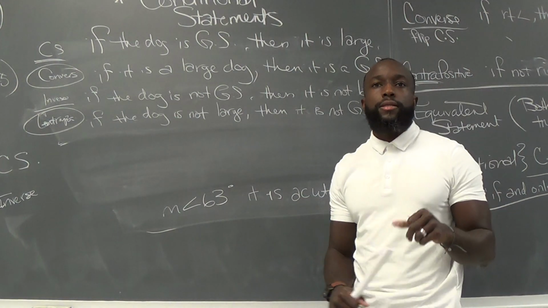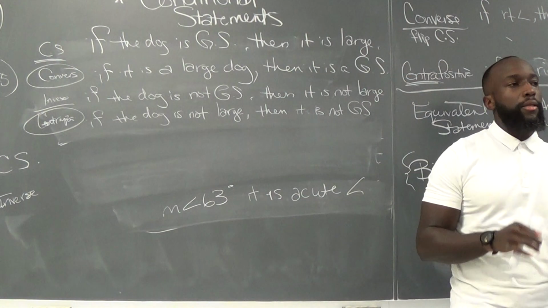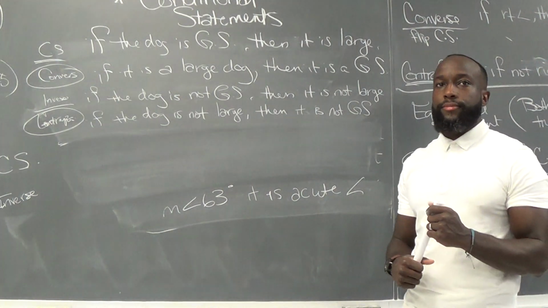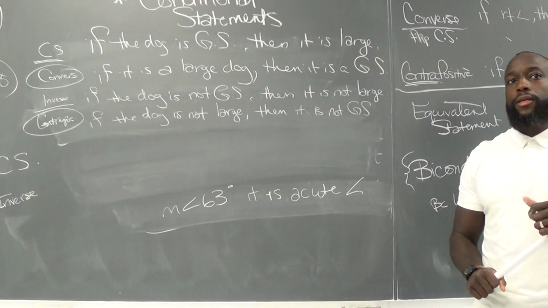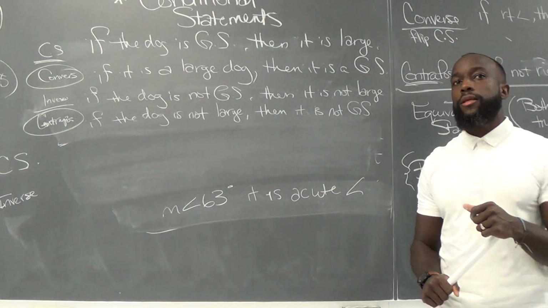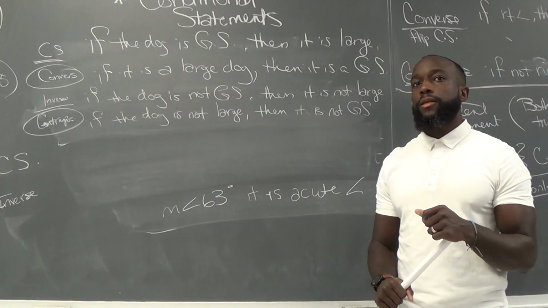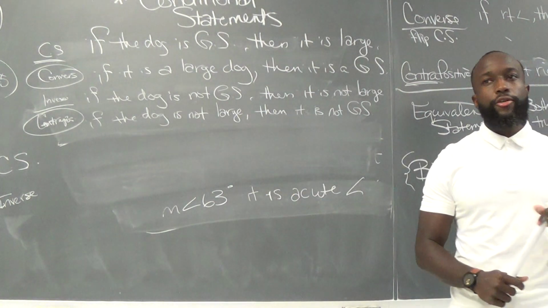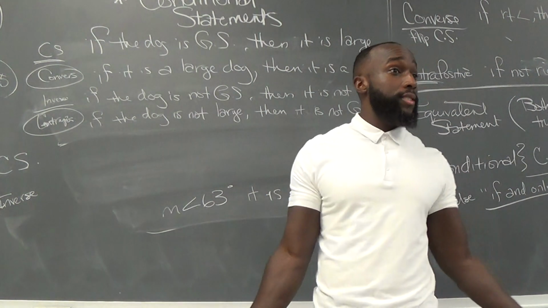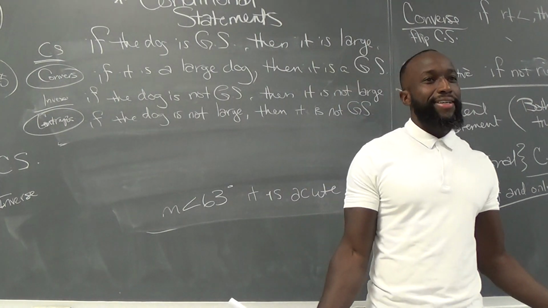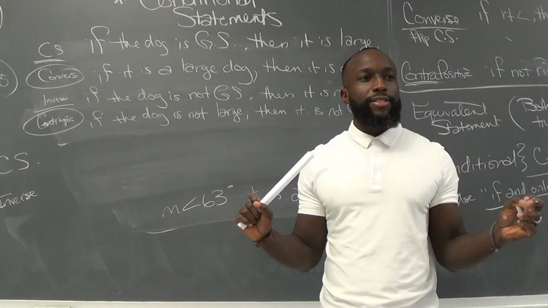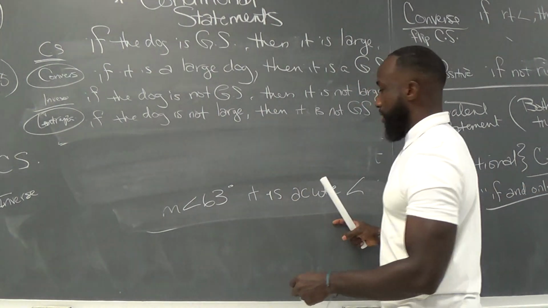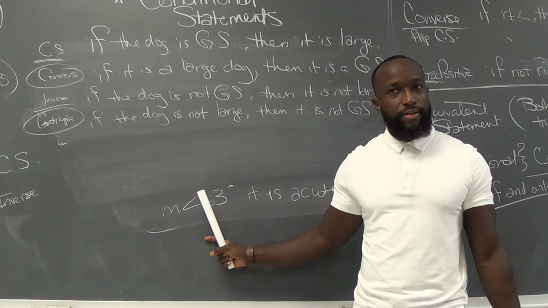Converse. If it's an acute angle, then the measure of the angle is 63 degrees. Is that true or false? True. True. Uh-oh, I got trues and falses. False. If it's an acute angle, then it's 63 degrees. That's false.